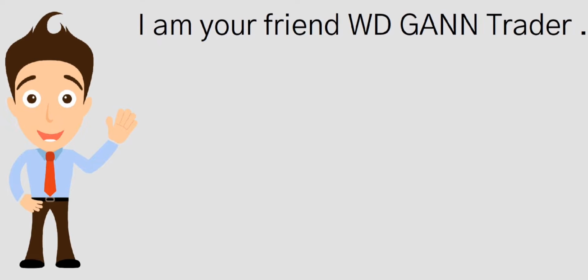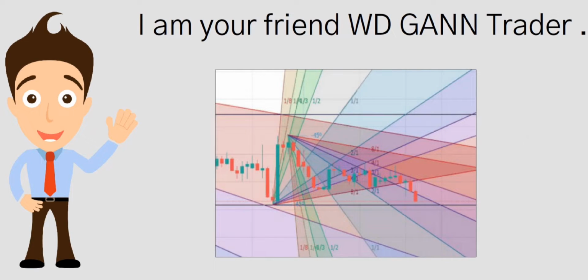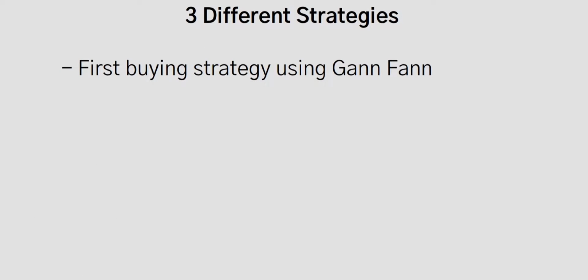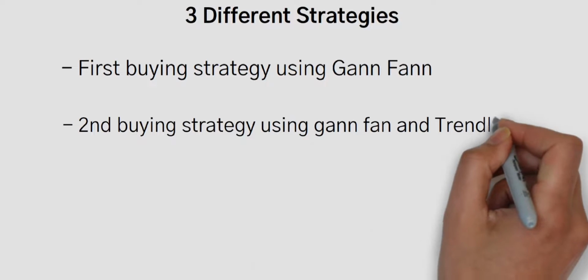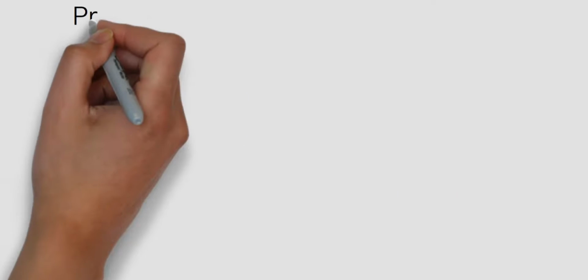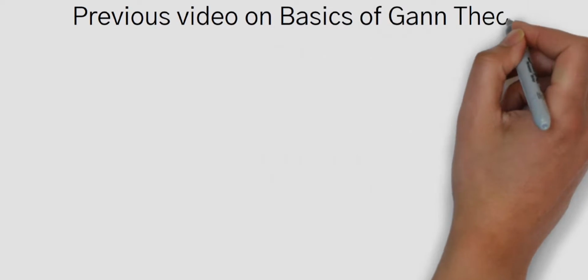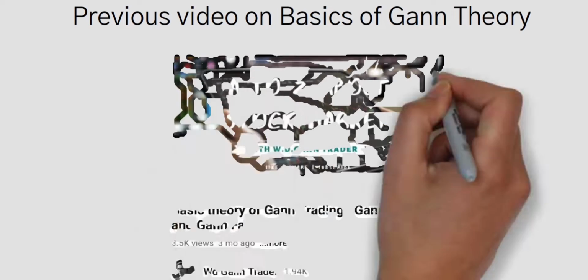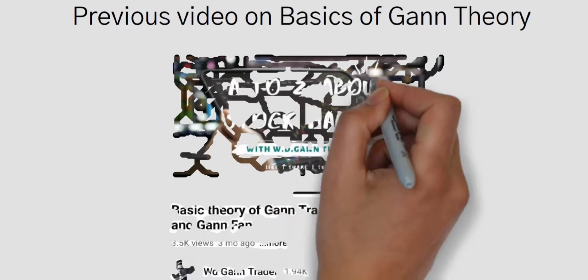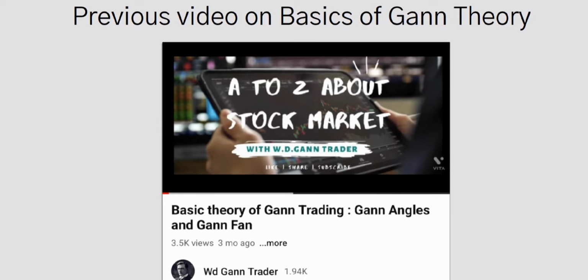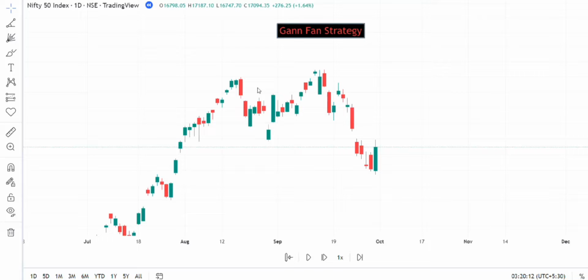Today I am going to teach you all about different Gann strategies. I will be teaching a total of 3 strategies today. The first is a buying strategy using Gann Fan, the second uses Gann Fan and trendline, and the third uses Gann Fan and Fibonacci. In the previous video, I explained what Gann theory is. So before watching this, you should watch our previous video on Gann theory, that is how to draw and apply Gann angles and Gann fan. So without wasting much time, let's start.